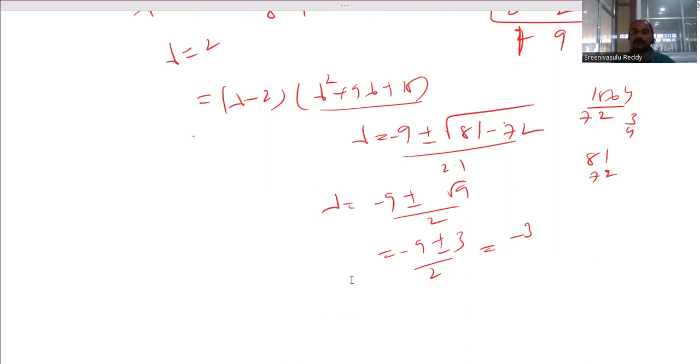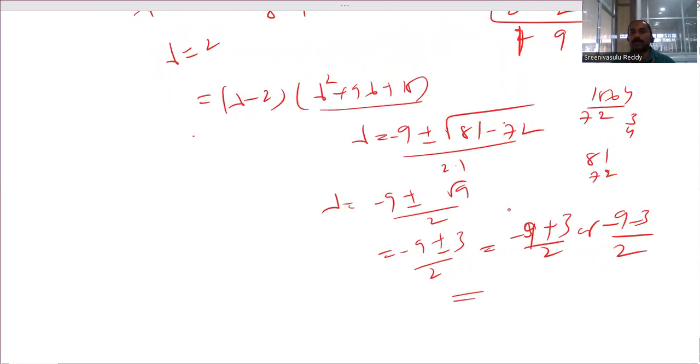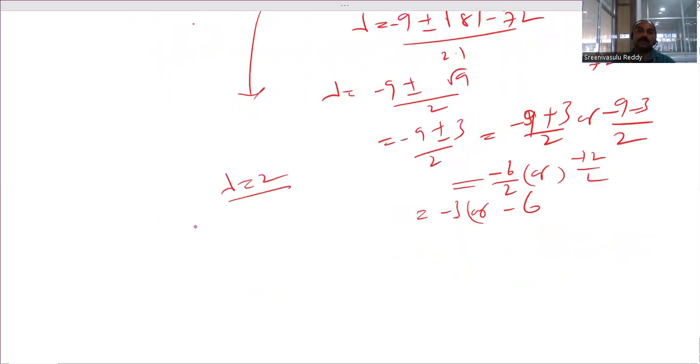Minus 9 plus 3 by 2 is one of the roots. Another root is minus 9 minus 3 by 2. So the roots are: minus 9 plus 3 means minus 6, minus 6 by 2, one of the roots. Here minus 12 by 2. So the roots are minus 3 or minus 6. The first one is 2. Lambda equals 2. So different natures are there.